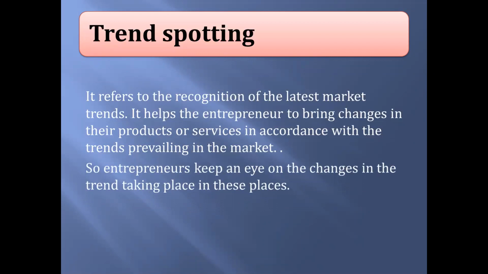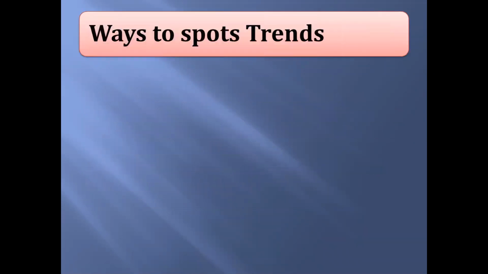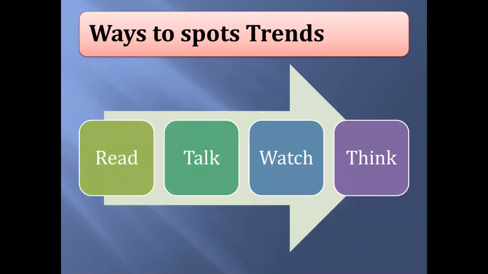Now, apart from that, the entrepreneur keeps an eye on the changes in the trend taking place in these places. Which are these places, we're going to know. Now, these are the ways to spot these trends. One, read. Second, talk. Third, watch. And fourth is think. So basically, it's about these few ways that every entrepreneur can spot their trends.